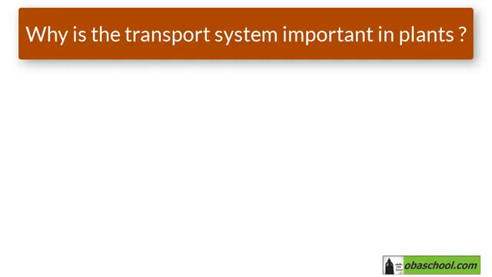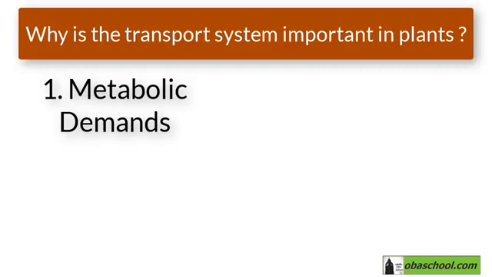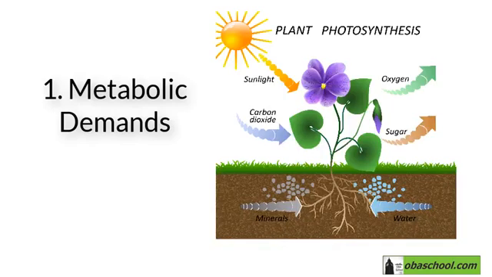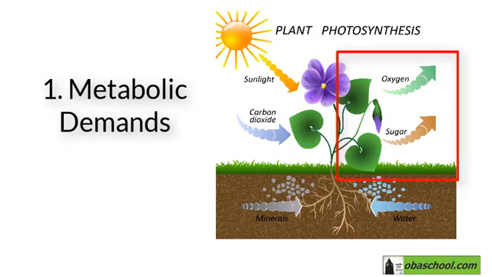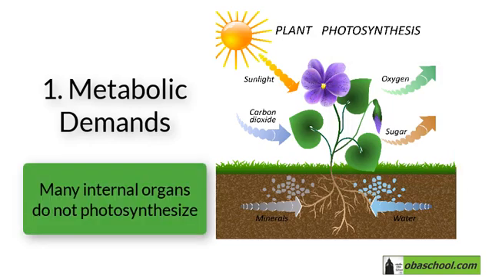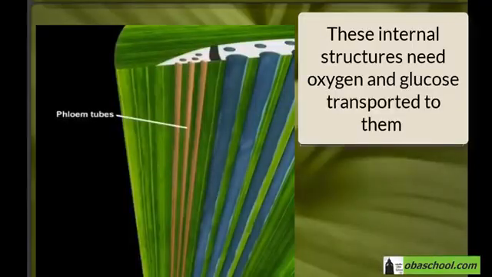But why is the transport system important in plants, or why do plants require a transport system? First of all, due to the metabolic demands. The cells of green parts of the plants make their own glucose and oxygen by photosynthesis. But many internal and underground parts of the plant do not photosynthesize. So, these internal structures need oxygen and glucose transported to them and the waste products of cell metabolism removed.